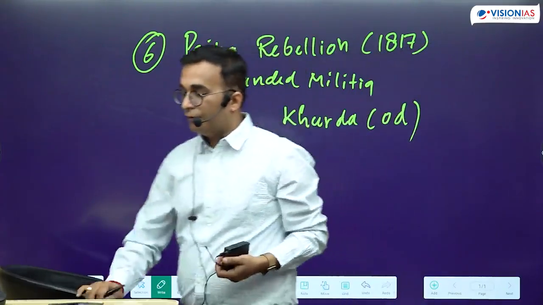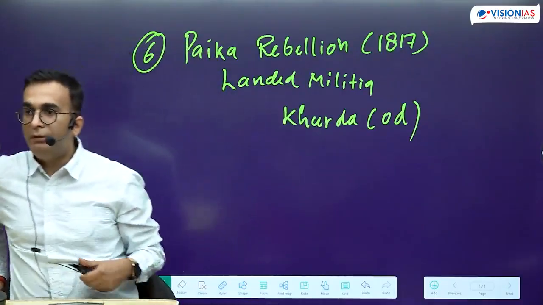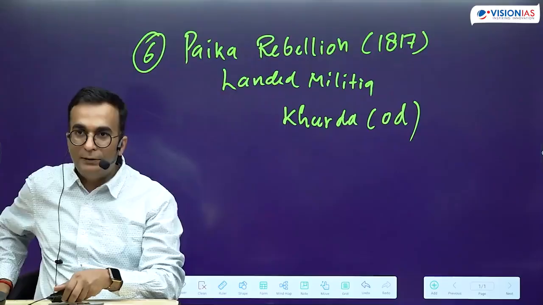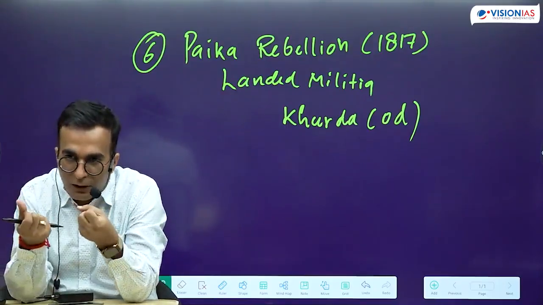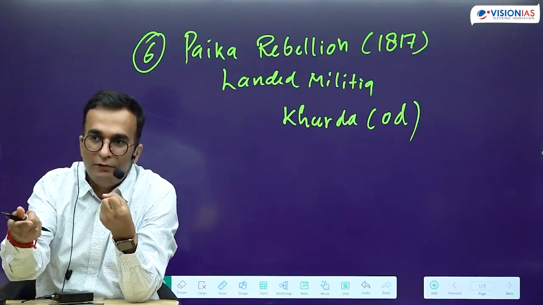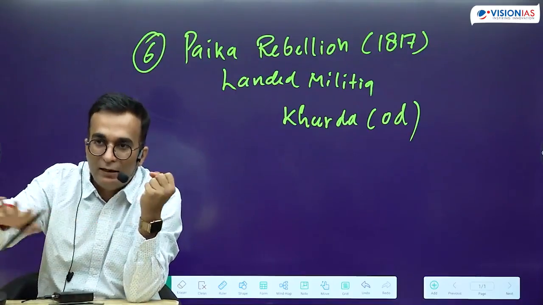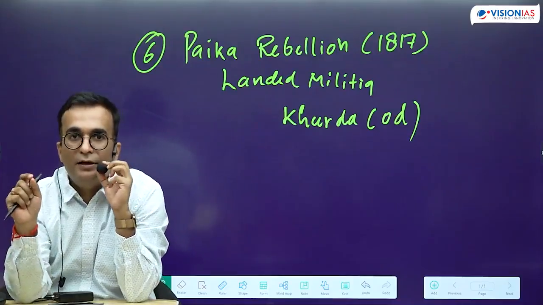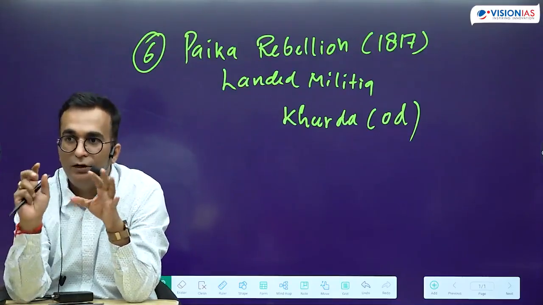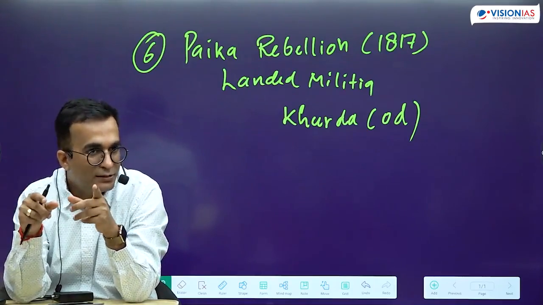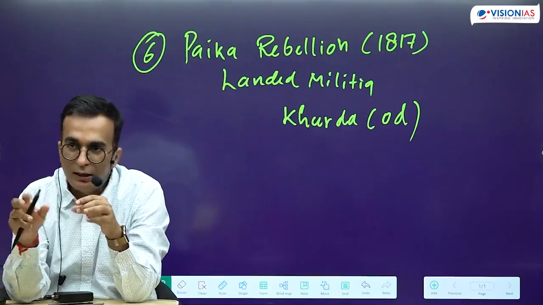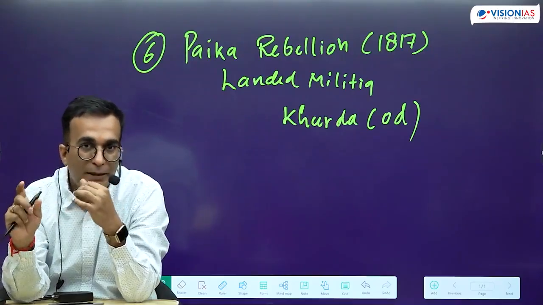So what do we mean by landed militia? Meaning that they are military people providing military service to the king of Khurda. In return for that military service, they were given land grants. And these land grants were rent free, meaning that they were not supposed to pay any taxes. It is just like the Jagirdari system, that they are given land grants and are not supposed to make any payment. Okay?